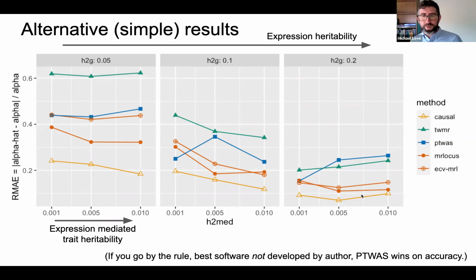And then I just want to highlight that one way to evaluate simulations is to look at all the methods except the one that is the authors', and if you use that rule, then PTWAS was winning the simulation. So if you think that we are biased and therefore you shouldn't look at the red lines, you could focus on the blue line and see that it's doing pretty well.